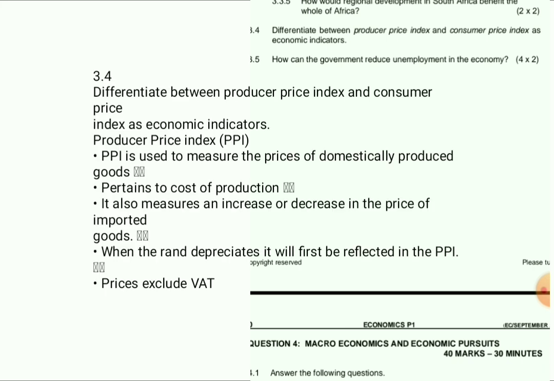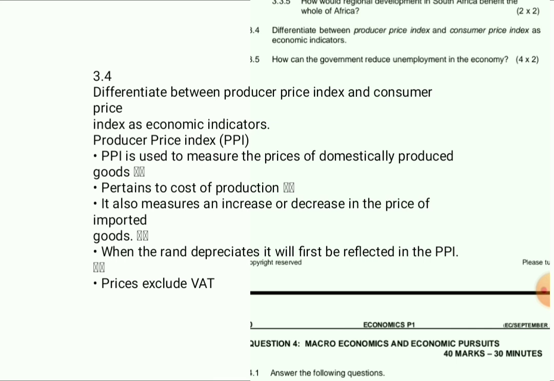PPI is used to measure the prices of domestically produced goods. It pertains to the cost of production. It also measures an increase or decrease in price of imported goods.